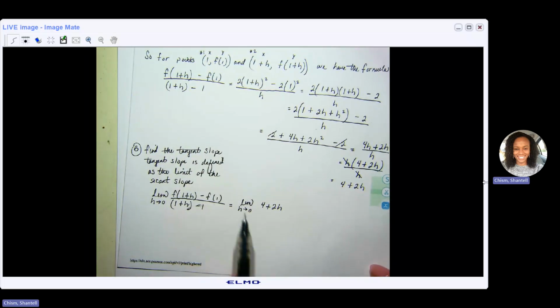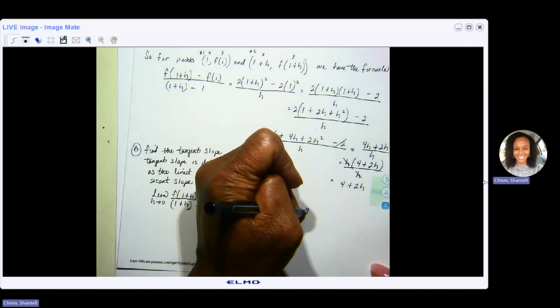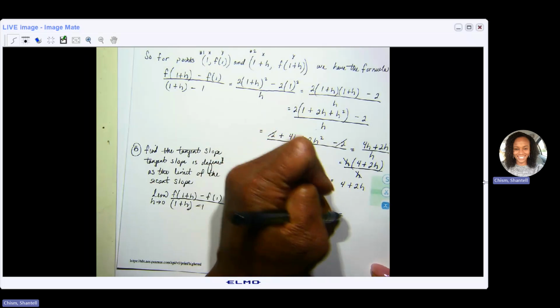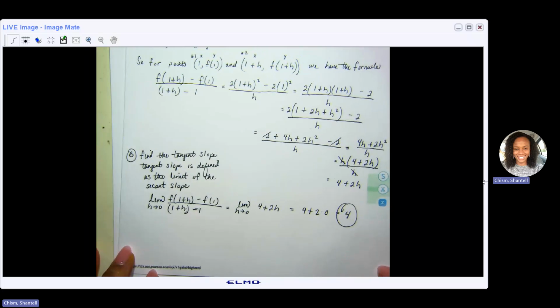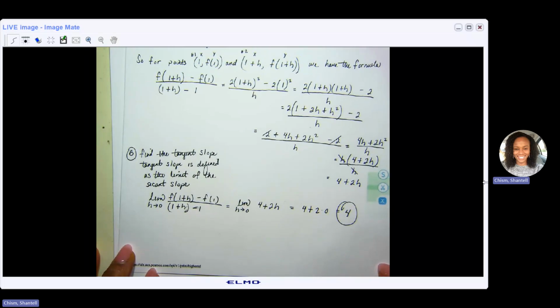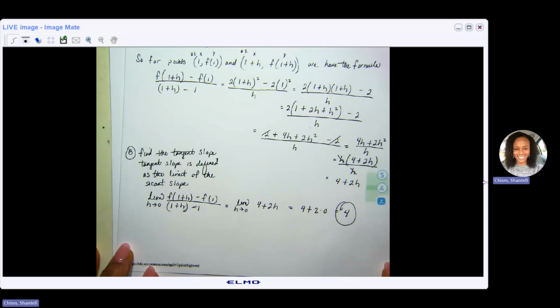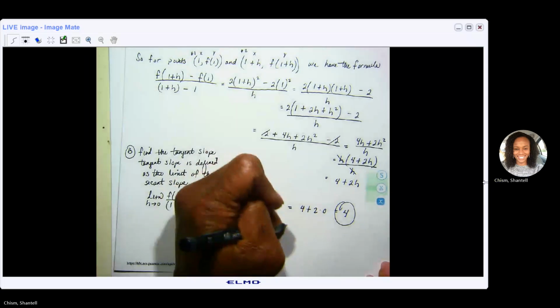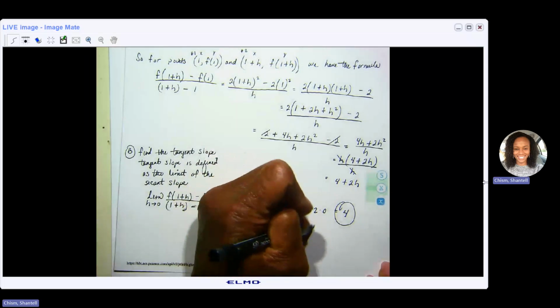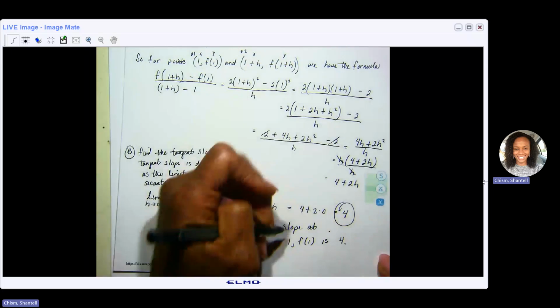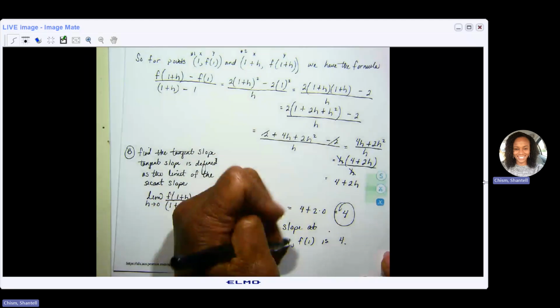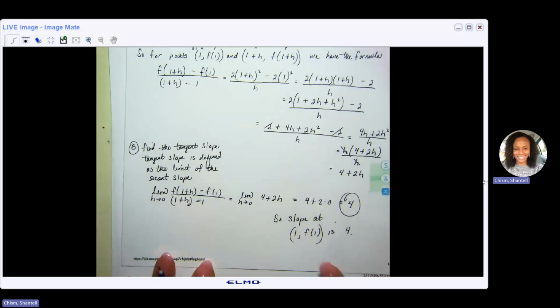So essentially, when h approaches 0, I can just think about this as direct substitution. Let h equal 0. Then I would get 4 plus 2 times 0, which is just 4. So the slope of the line, or the slope of the graph at the point 1, f at 1 is just 4. Okay? So slope at 1, f at 1 is 4. Okay? And that's important. So think about this now. We just found the slope at this particular point.